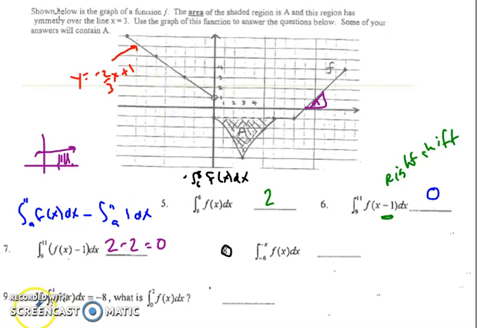All right, once you have that equation, what you're trying to do here is come up with the area of a trapezoid.